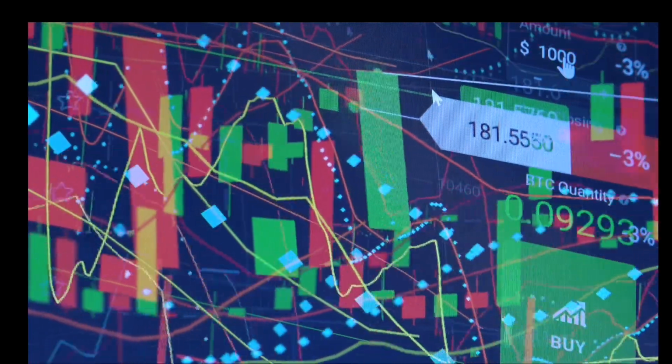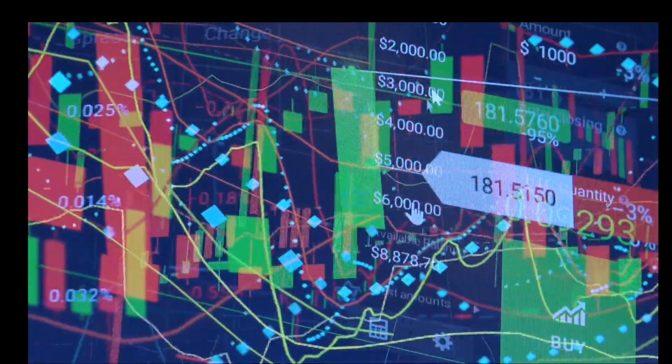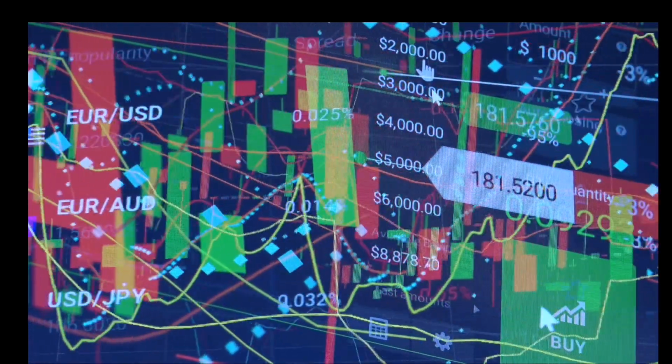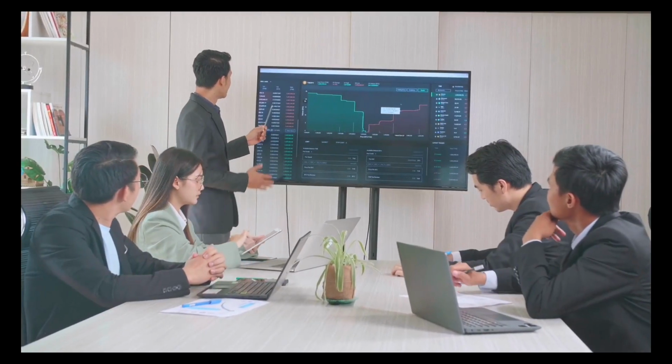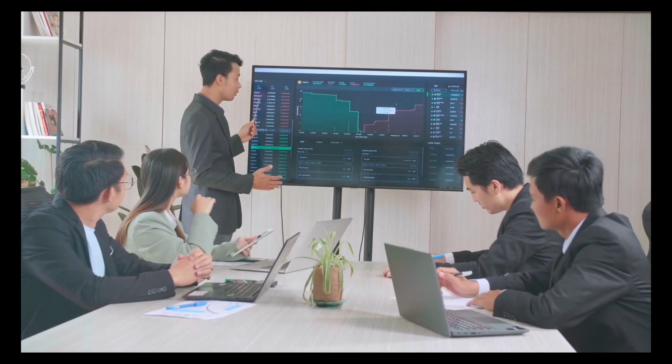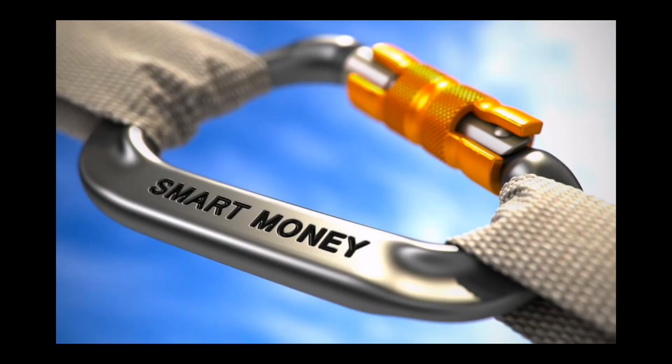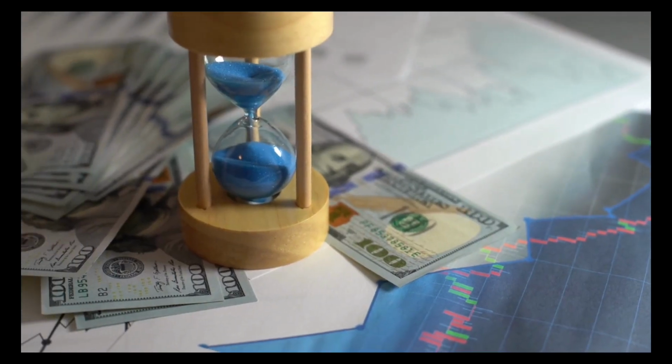First things first. What are these smart money chart patterns? Think of them as a kind of financial Morse code, a secret language used by the big players in the market. These patterns indicate where the so-called smart money, or institutional investors, are putting their cash.